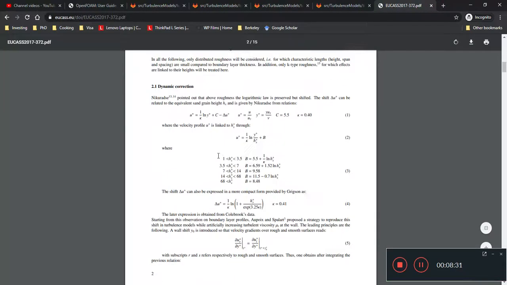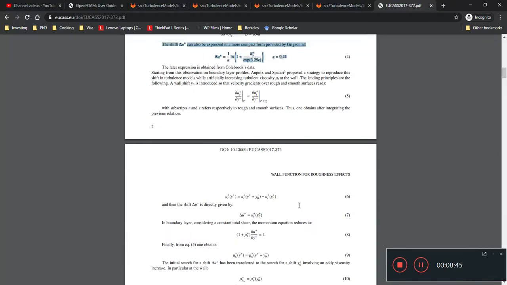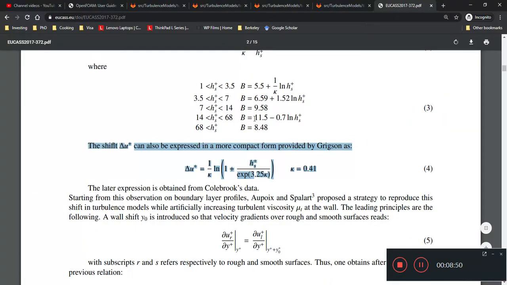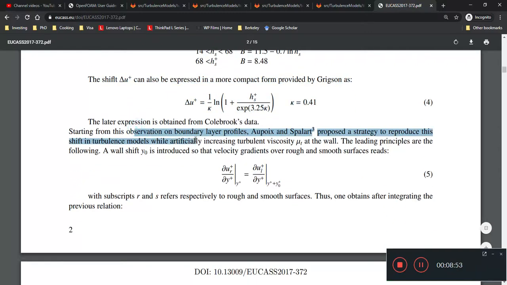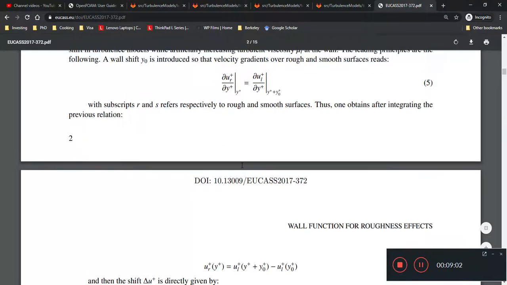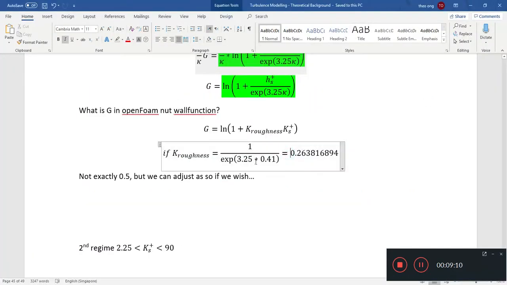So this is the wall function approach paper that we have been liking to use. So this shift delta u plus can be provided in a more complex, slightly better form like this. This is from Colebrook's data. Of course, there's another form by artificially increasing some turbulent viscosity at the wall. This I didn't quite go into. I'm more interested in this because it's very easy to compare. So this is what we get here.